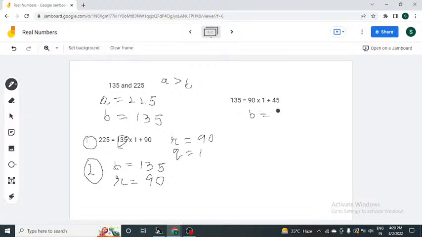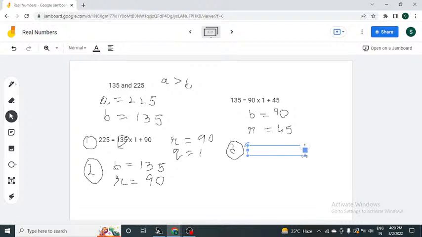This time the value of B is 90, and the value of R is 45. So again we are going to do step 3 by applying the lemma for the third time on the numbers 90 and 45. And now for this one, I'm going to write 90 equals 45 times 2, and what would be the remainder? The remainder would be 0.